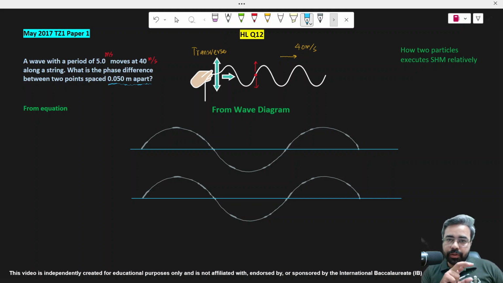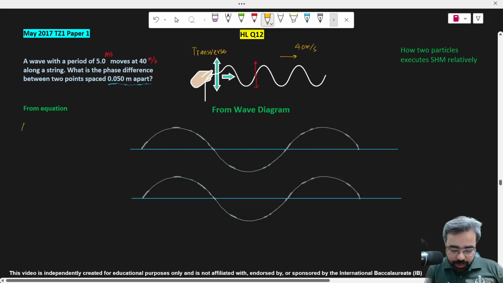So I will show you two techniques. One is the very easy and very direct method, and the second is from the diagram, which is going to be very useful. Especially at the end of the video, I will show you what it means for those two particles which are executing SHM. So I will show you their motion. First of all, let's start with the direct method.